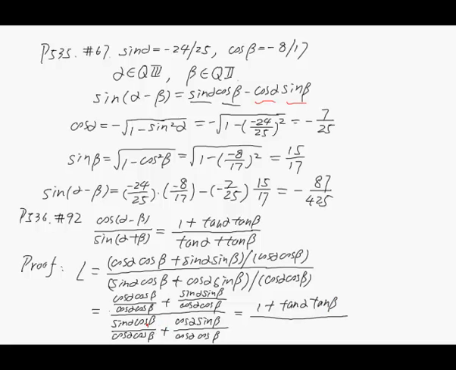This cosine beta and cosine beta cancel. Sine alpha over cosine alpha, you get the tangent alpha. And this cosine alpha and cosine alpha cancel. Sine beta over cosine beta, you get the tangent beta. And this is exactly the right side. So in this way, we verify this identity.